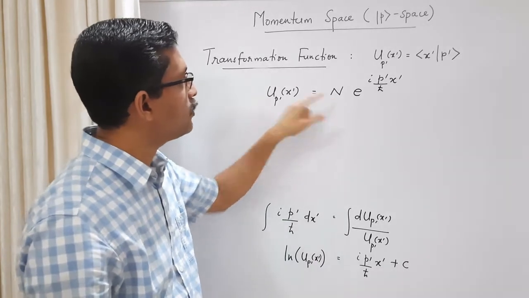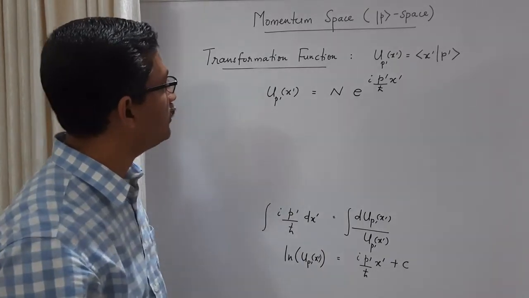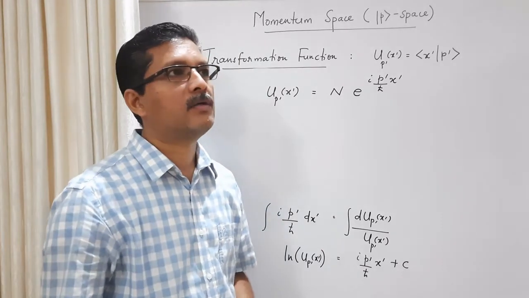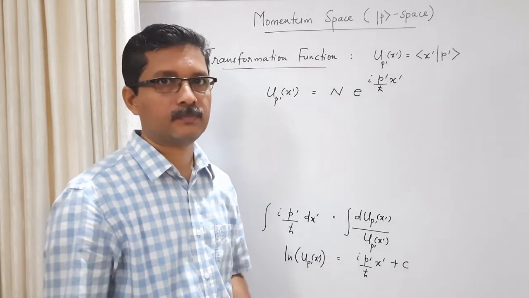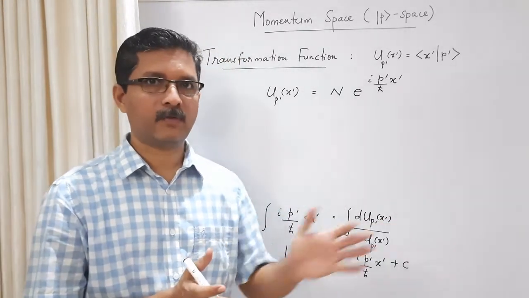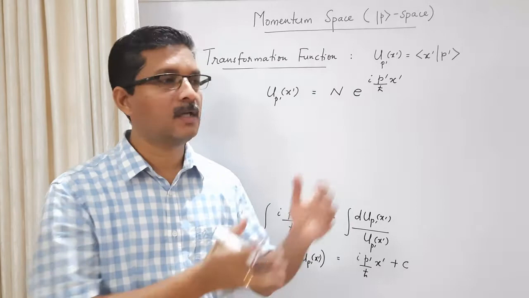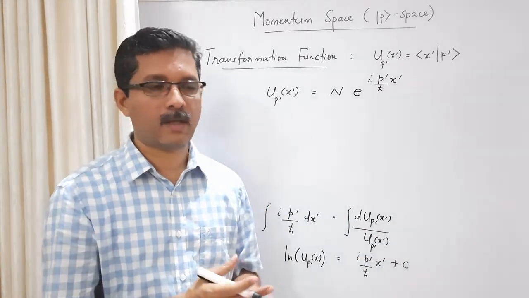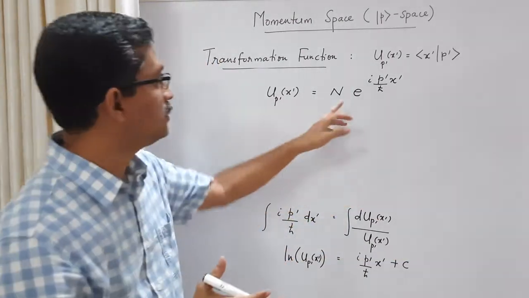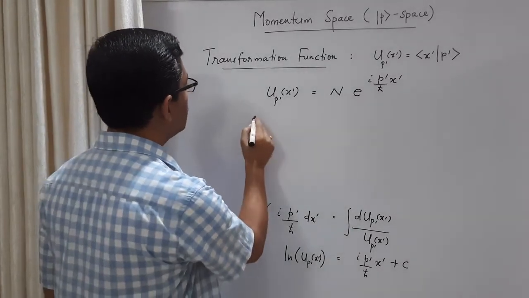So let us evaluate this normalization constant. In order to calculate it, we can use the orthonormality of position eigenkets and also the completeness of momentum eigenkets. We are changing from position eigenkets to momentum eigenkets, trying to find the transformation function. Position eigenkets are orthonormal and complete, and momentum eigenkets are orthonormal and complete. So I am going to use the orthonormality of position eigenkets and the completeness of momentum eigenkets to get this normalization condition.